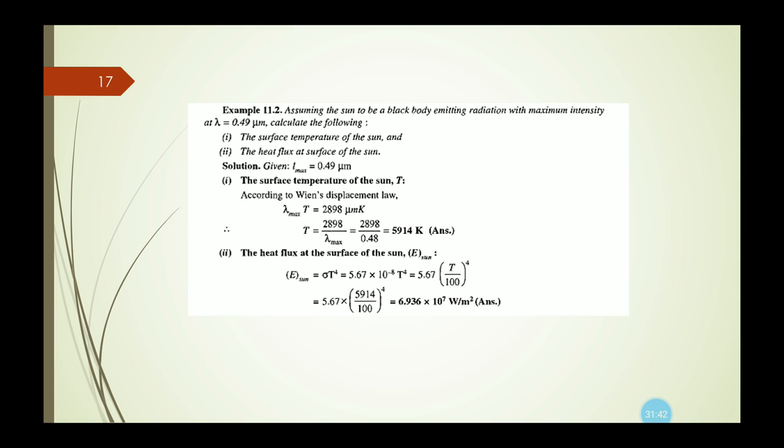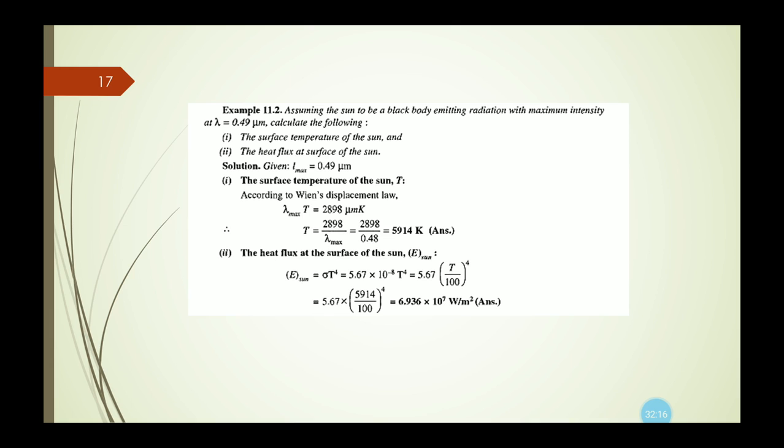So let us discuss the next numerical: assuming the sun to be a black body emitting radiation with maximum intensity at lambda equals 0.49 micrometer, calculate the following. First we need to calculate the surface temperature of the sun, and second the heat flux at the surface of the sun. Now lambda max equals 0.49 micrometer, it is given here.